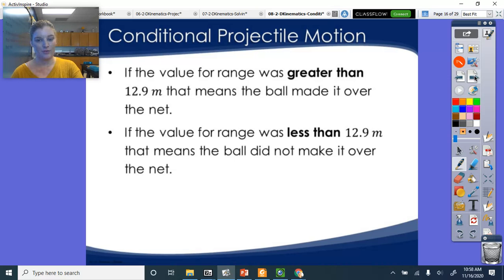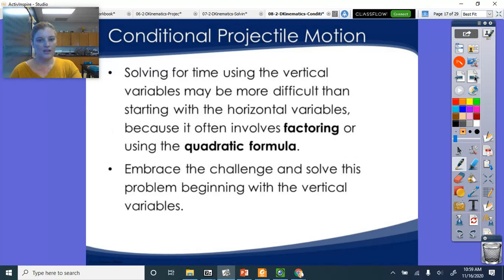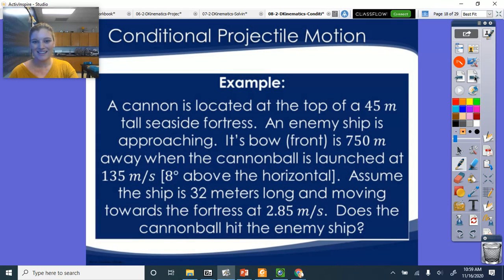So if the value for the range in that case is greater than 12.9 meters, so if you solve for the vertical and how long it took to fall, if it took longer than 12.9 meters to fall, that means that it was over the net by the time it fell below that net height. And if it was less, that means it fell sooner. So it's more difficult and usually involves factoring, quadratic formula, which I know we all love, but not that much. So we can embrace this challenge and try it this way.